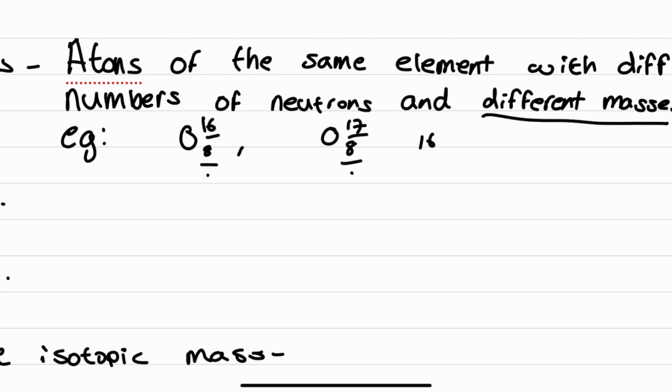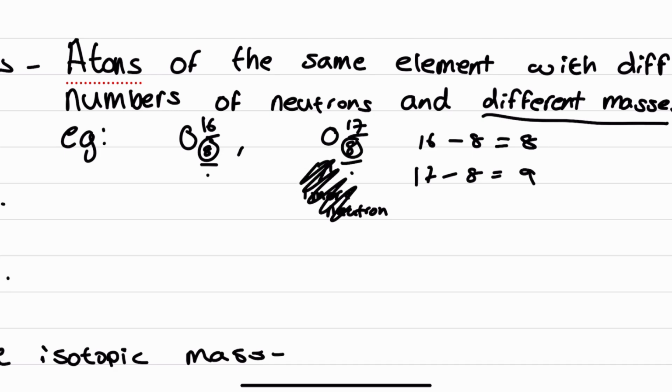And if we were to do 16 minus 8, that would give us 8. 17 minus 8, that would give us 9. So that means this isotope has one more neutron. But of course, the number of protons, which is this number, stays the exact same.